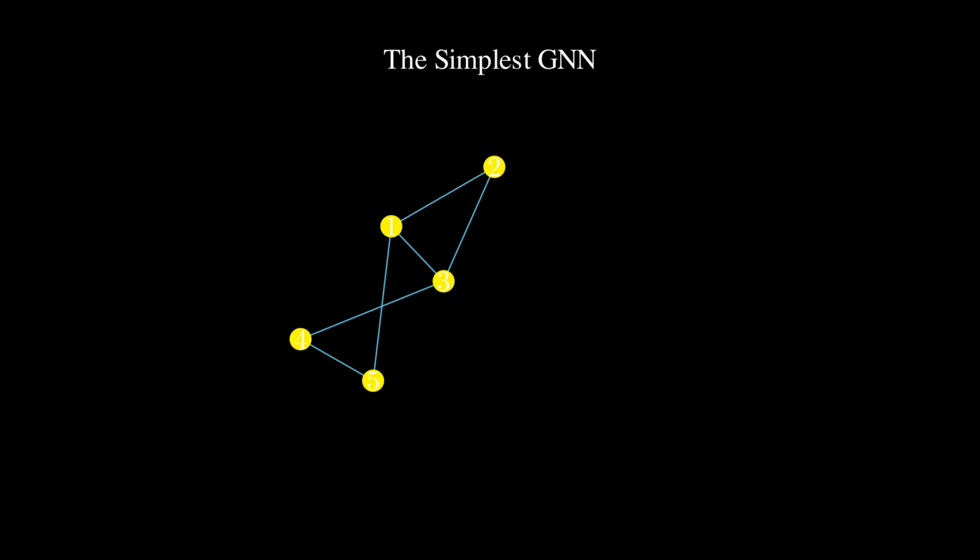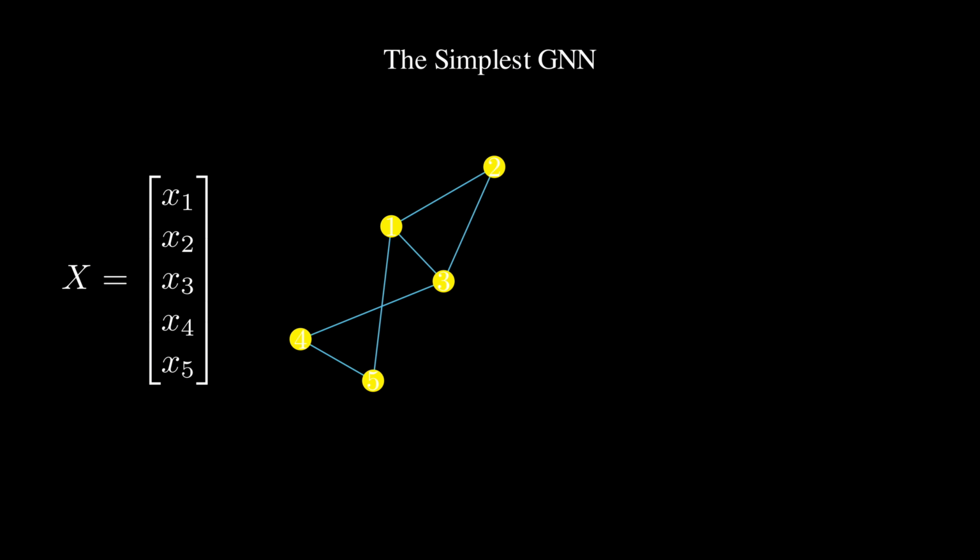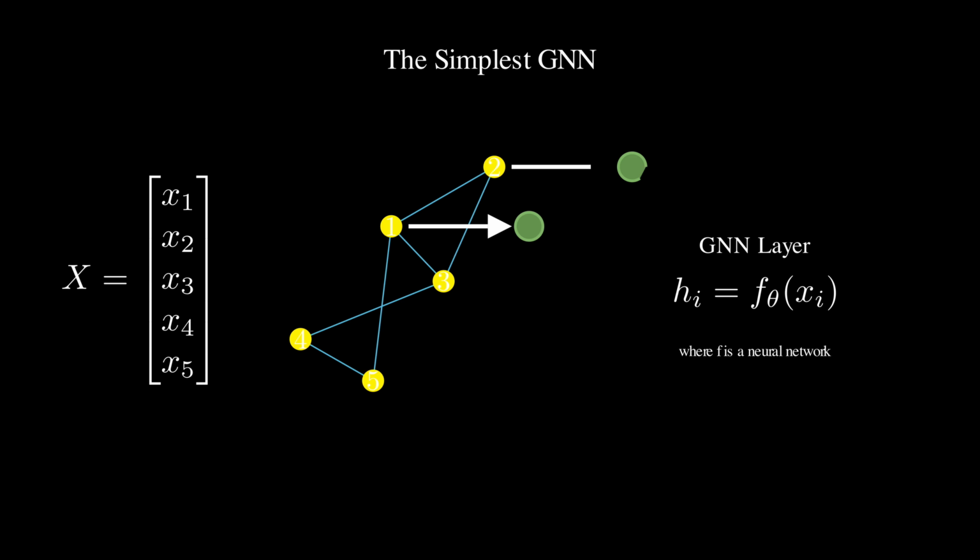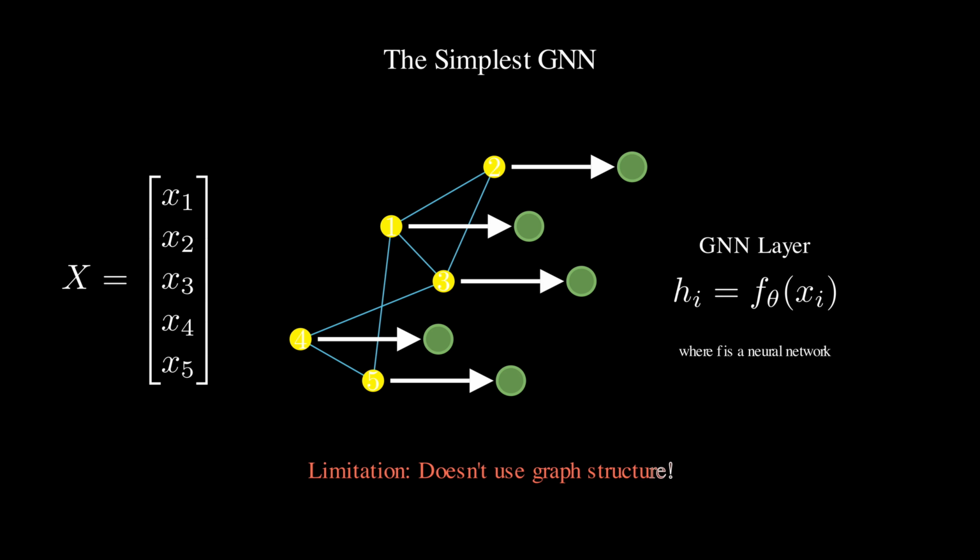Now, let's start building a graph neural network. The simplest graph neural network just applies a neural network to each node independently. For each node feature x_i, we compute h_i equals f of x_i, where f is a neural network, and obtain the hidden values for each node. But there is a huge limitation here. This doesn't use the graph structure at all.